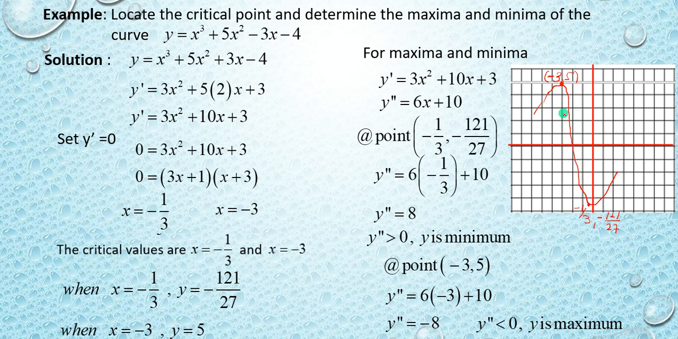And also this curve is a function y. Y is a function of x, which is the original equation: y equals x cubed plus 5x squared plus 3x minus 4. So this is our example for maxima and minima. And thank you very much. I hope you learned from this topic.